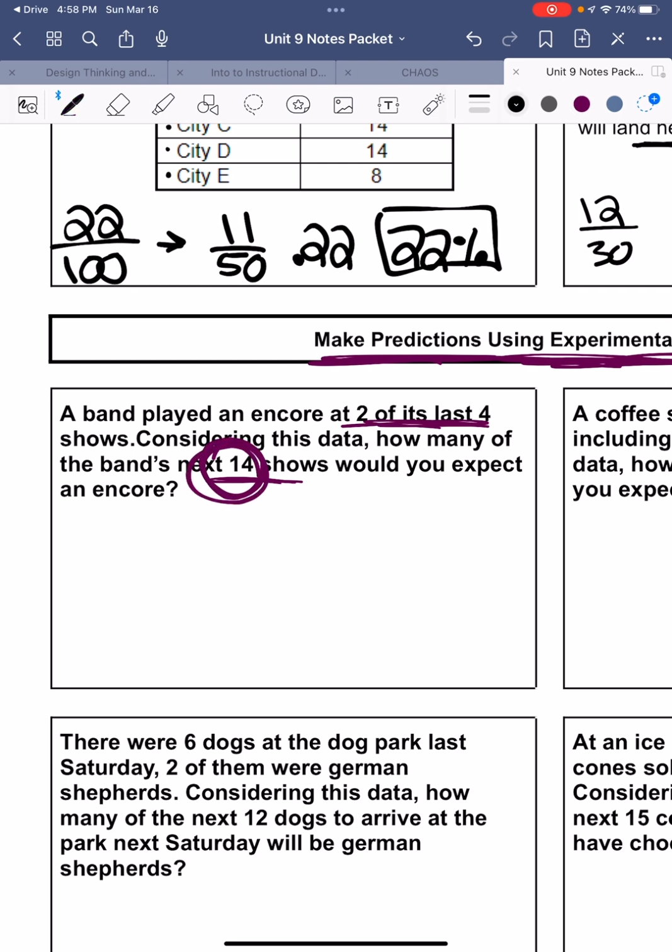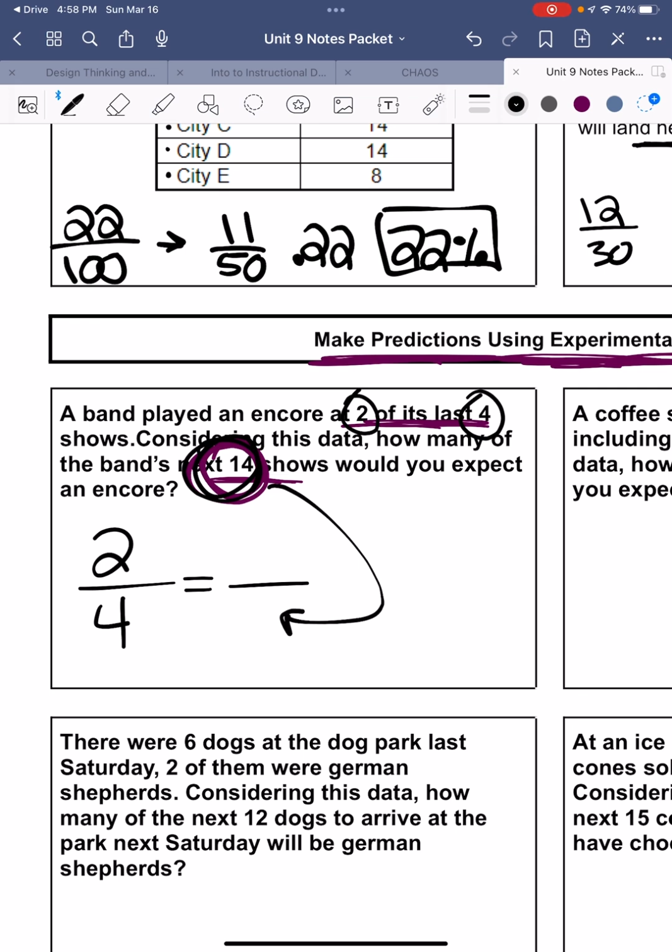So the way we set this up is line equals line. And the first line is going to be the information they gave us. So they said 2 out of 4 of its shows. And then they're asking us about 14 of the shows. So we're going to put a 14 here. Then we can cross multiply.